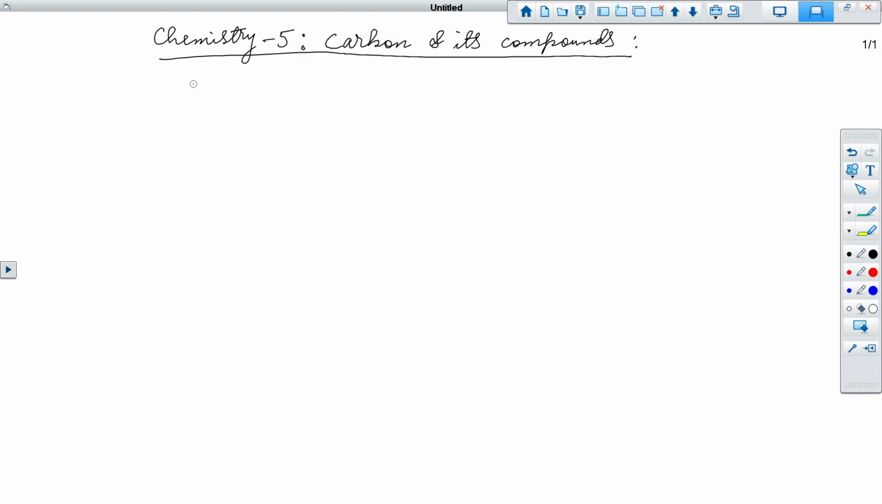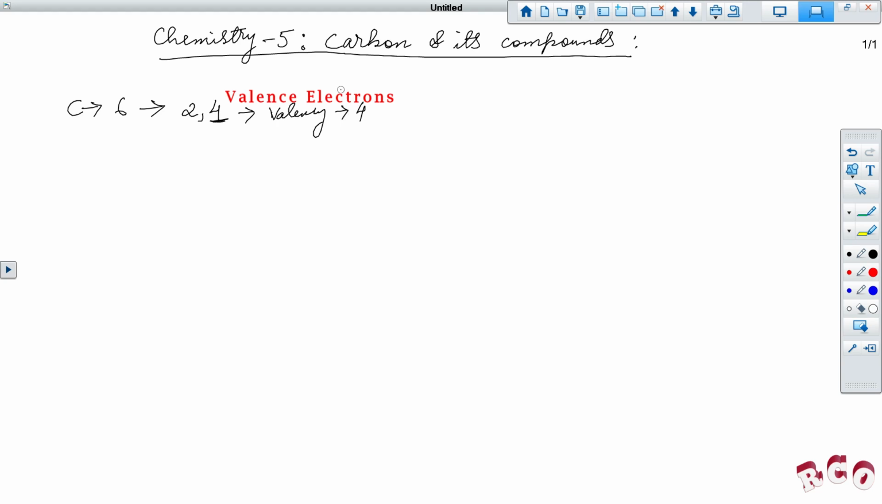In this lesson, we will be discussing chemistry chapter 5, carbon and its compounds. What is the atomic number of carbon? It is 6. So the electronic configuration will be 2, 4. In the outermost shell, it has 4 electrons. So the valency of carbon will be 4.